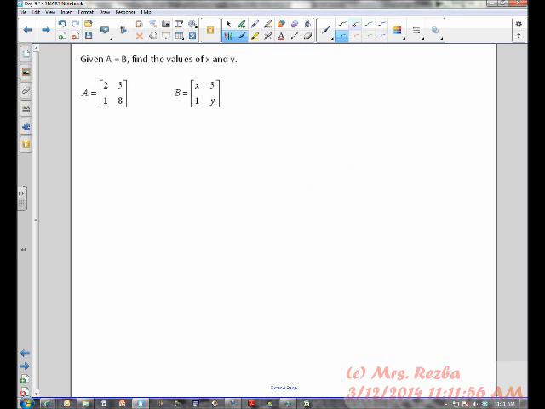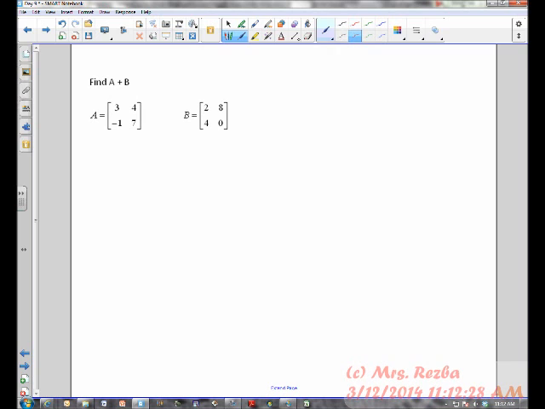So let's find the values of x and y given the fact that matrix A has to equal matrix B. Well, for the two matrices to be equal, what's in this spot has to be what's in that spot. So that right away tells us that x has to equal 2. Also, for them to be equal, what's in this spot has to be that spot. Ooh, 5 and 5, we're happy. What's in this spot has to be that spot. 1 and 1, we're still happy. What's in this spot has to be that spot. Again, we're happy because y equals 8.